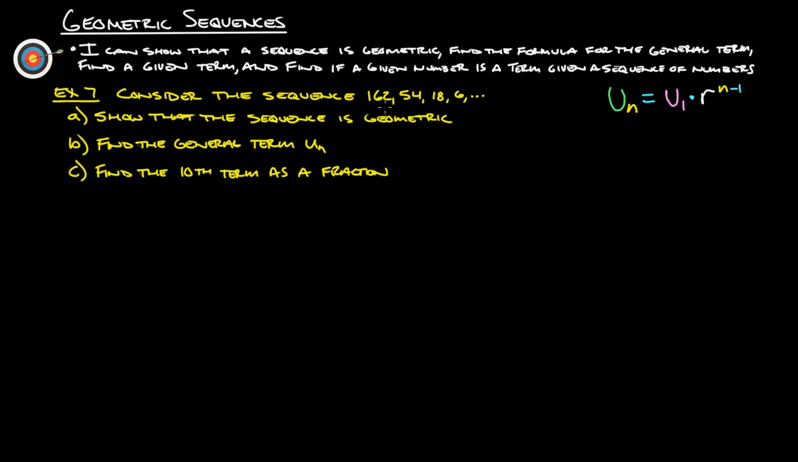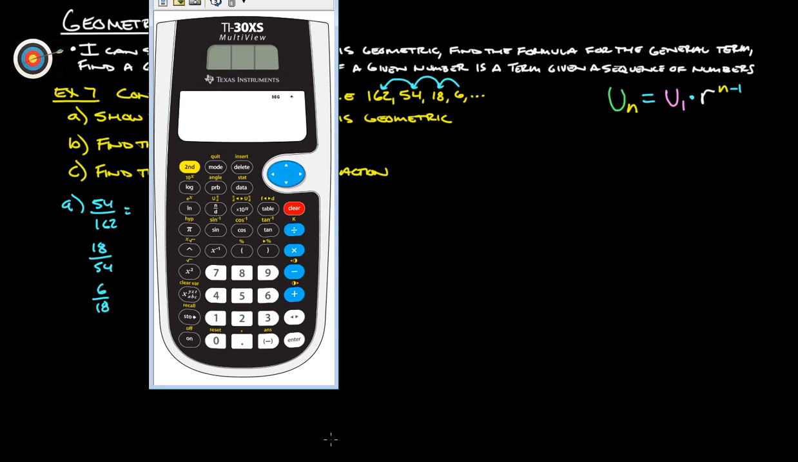Example 7, consider the sequence 162, 54, 18, and 6. Show that the sequence is geometric. Instead of subtracting the first term from the second, since this is geometric, we are multiplying, so to undo that, we divide. For A, we do 54 divided by 162, then 18 divided by 54, and then 6 divided by 18.